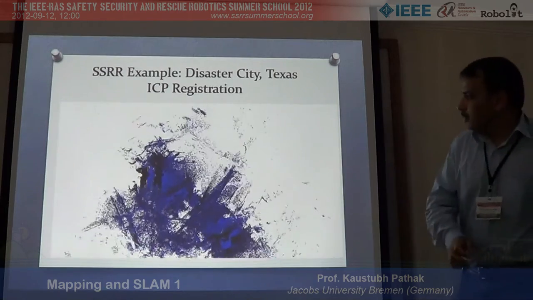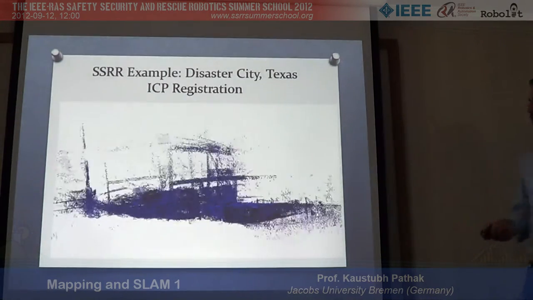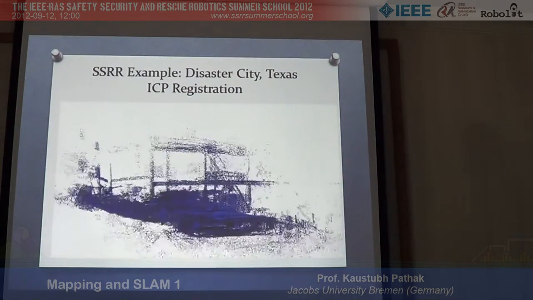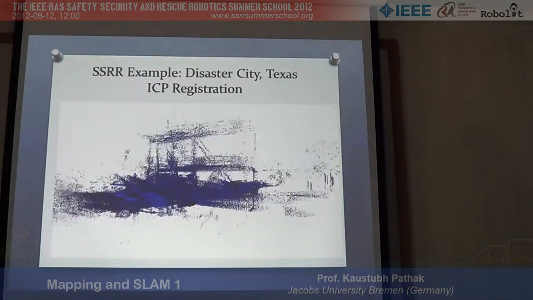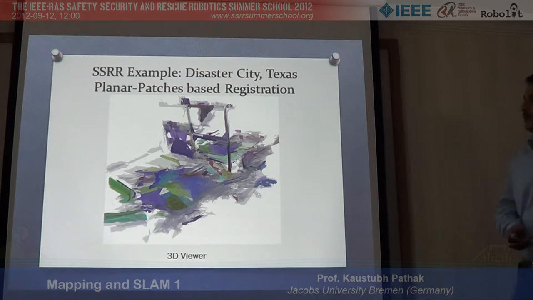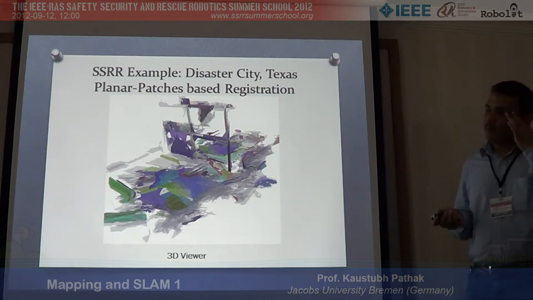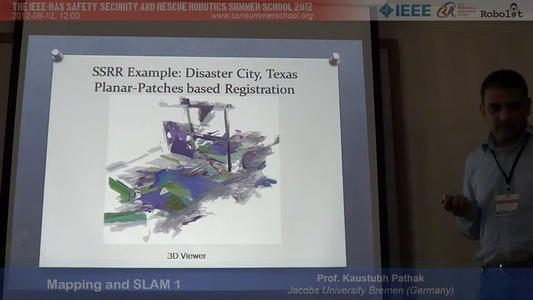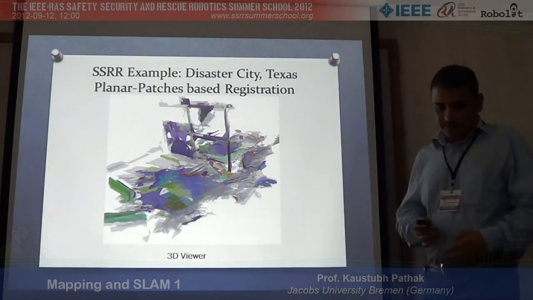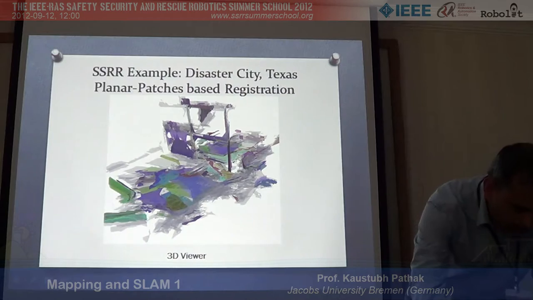This is the ICP map. You can see that it's highly screwed up. You cannot make any sense out of it. And this is the map which was created by our planar patches algorithm. I'm going to use this map to segue into the description of our planar patches algorithm. I also have the corresponding 3D map.